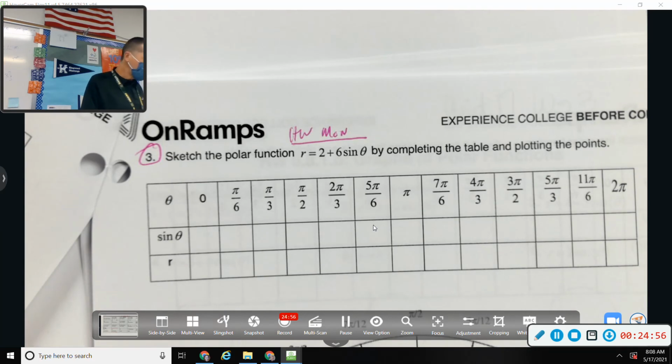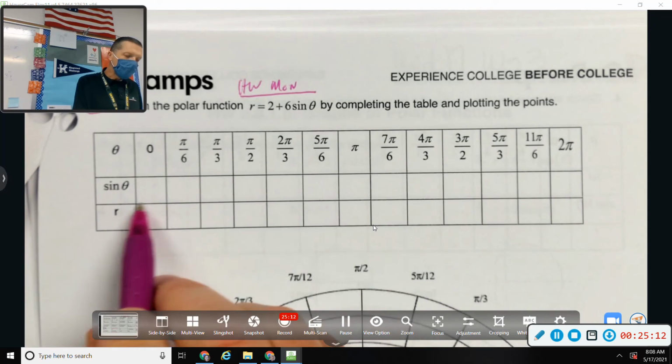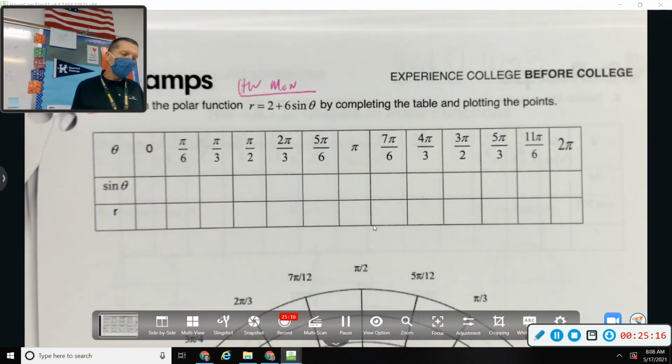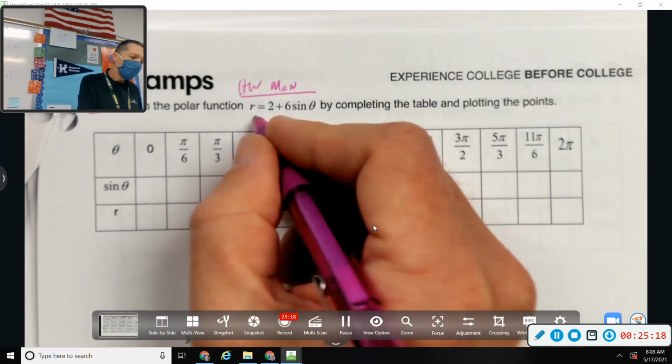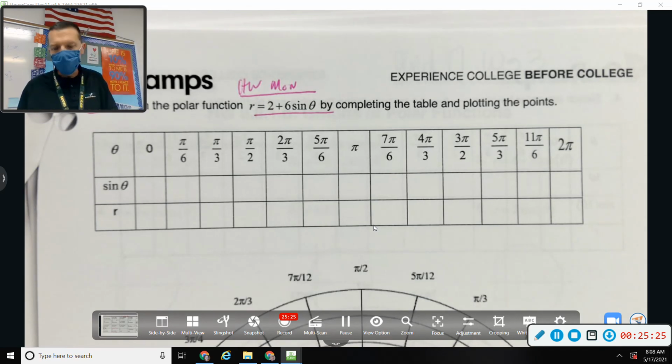So on worksheet 1, you're doing 3 through 6, and on worksheet 2, you're doing number 3. 3, 4, 5, 6, and number 3. So 5 questions. Jumping around a little bit, but 5 questions. Number 3 is laid out a little bit differently, but it just gives you a very exhaustive table of values, and then plot them as you go and see what happens for 2 plus 6 sine theta. So give those a try. We'll do some tomorrow, and we'll just kind of keep working through these strange looking graphs.